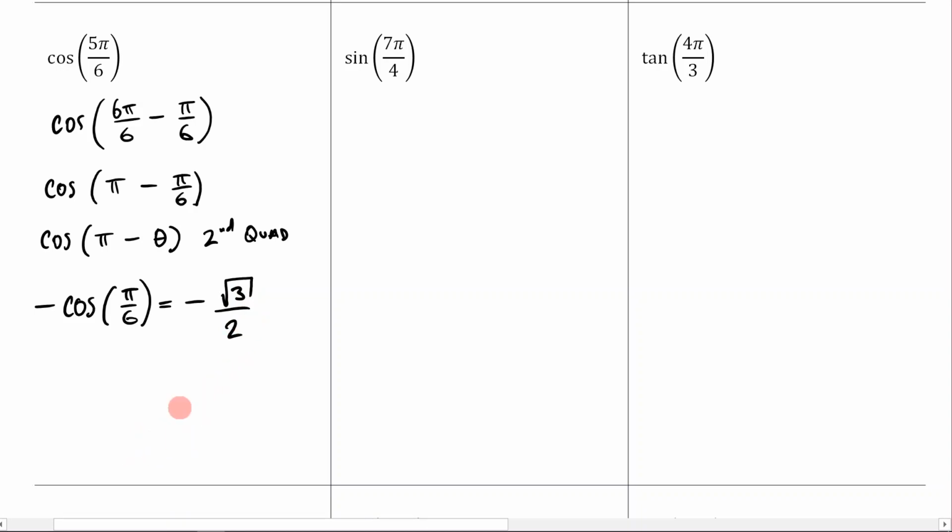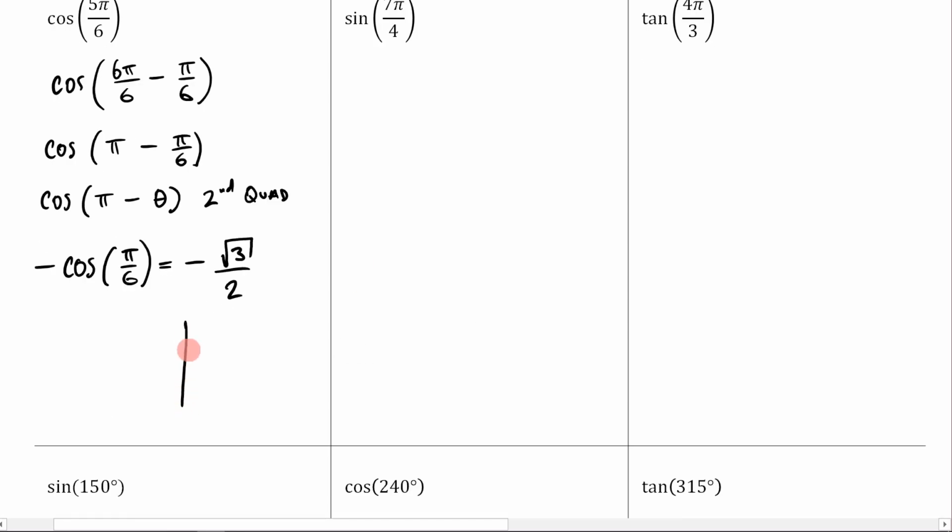I really struggle drawing these special triangles. Pi on 6 is not that one. It is the one up here, pi on 6. This is 1. This is the square root of 3. This is 2. Cos is adjacent over hypotenuse. This one over that one. That's how I got it. I know it's negative because cos is negative in my second quadrant. That's how I'm getting my answer there. That's going to be my answer. Let's give it a highlight.